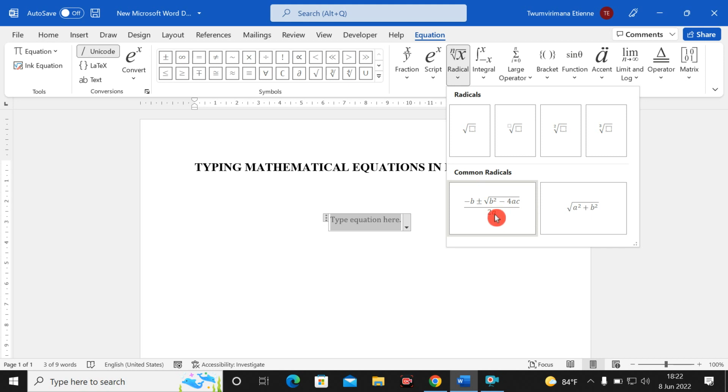Here you see there is the formula of delta, and here we have the square root of a squared plus b squared. In mathematics, you remember that.